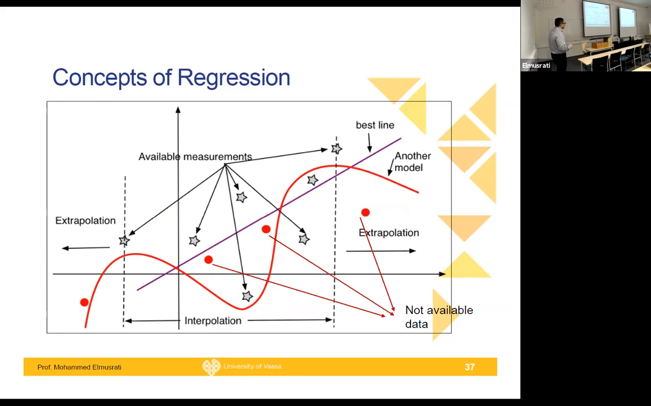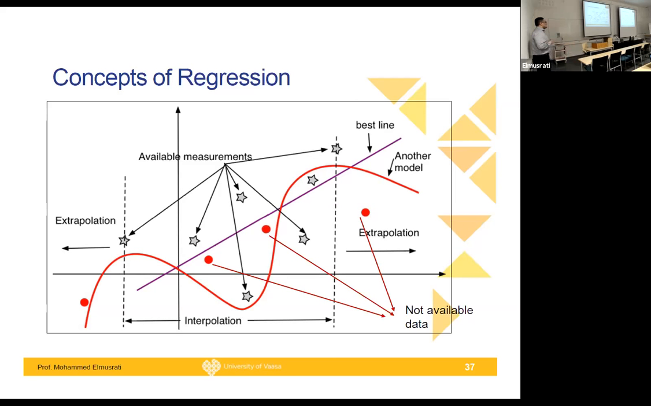So the stars are the available measurements for you, okay? And the red circles are not available data, but they are representing the same system, but they are not available for you, okay? So what you have is only the stars.